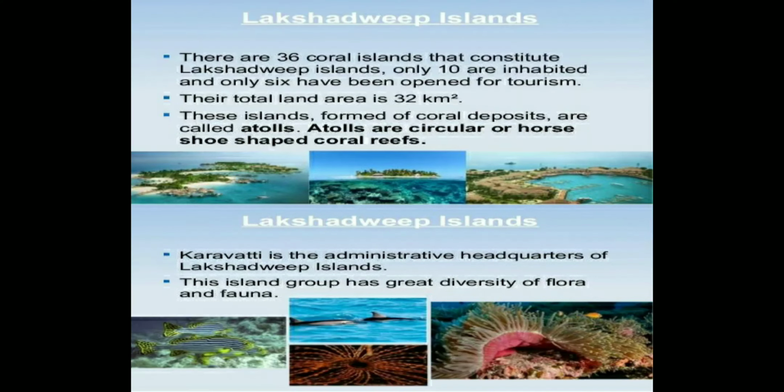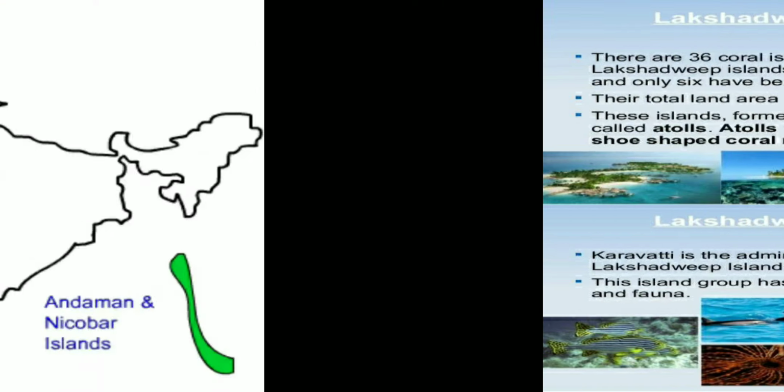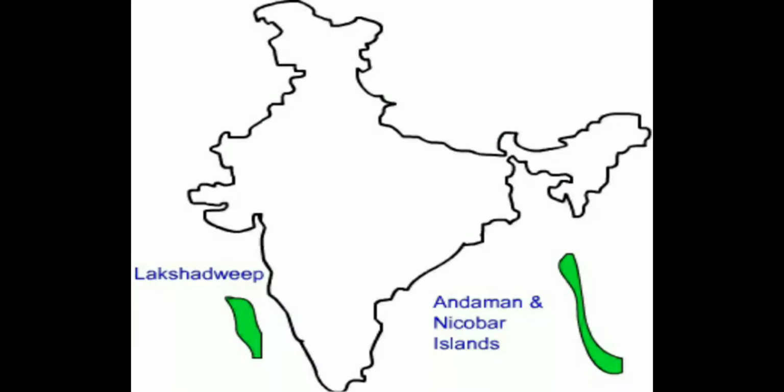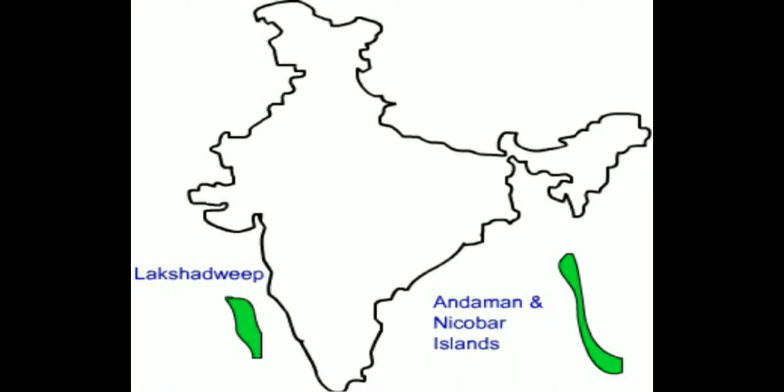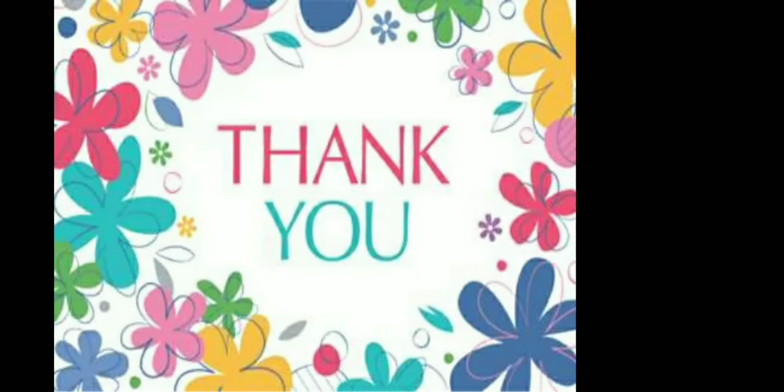Lakshadweep Islands. What is it about? Kavaratti is the administrative headquarters of the Lakshadweep Islands. This island group has great diversity of flora and fauna. Not fauna. Flora and fauna. Clear? No problem? Thank you very much. So these are the images we have got. Lakshadweep and Andaman and Nicobar Islands. Lakshadweep is a coral island, whereas the Andaman and Nicobar Islands are a group of many islands. Clear to you? Yes. Okay.